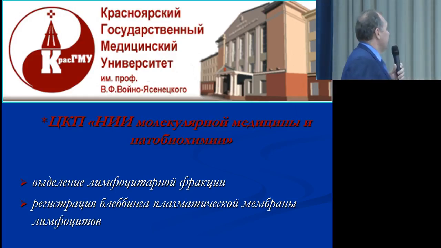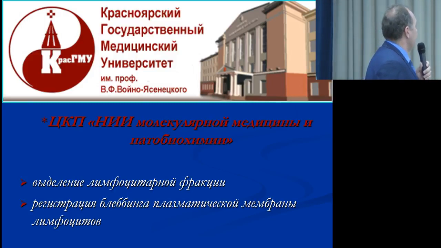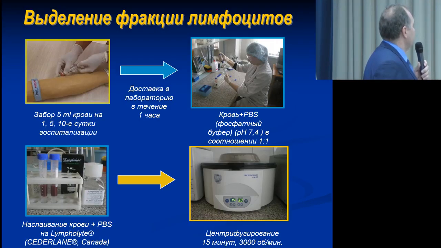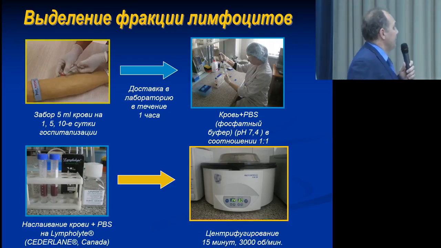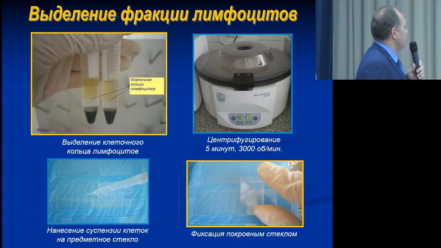At the Research Institute of Molecular Medicine and Pathobiochemistry, we isolated the lymphocytary fraction and registered the blebbing of plasmal lymphocytes. So we took a blood sample on day 1, 5, and 10. Then, within 1 hour, we took the blood to the lab. We mixed the blood with the phosphate buffer at a 1:1 ratio, and then we put a layer of lympholyte under the blood in the phosphate buffer, and we did a centrifuging procedure. We isolated the cellular ring of lymphocytes, and we took the lymphocytes from there, and we did a centrifugal procedure again, then we made a suspension of the cells.